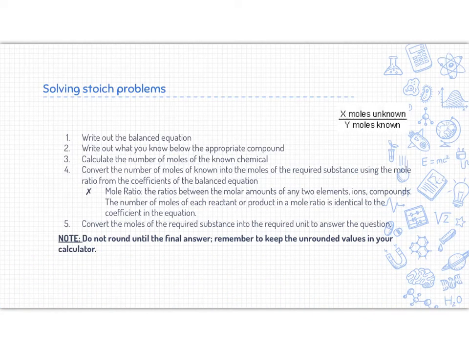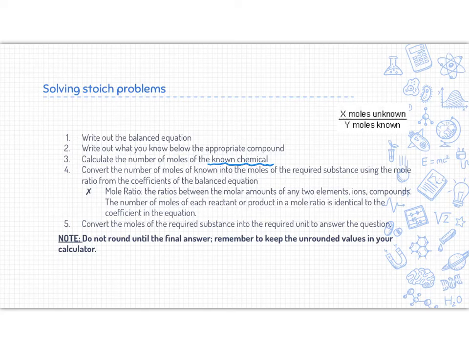To solve a stoichiometry problem, there's 5 steps that we're going to do over and over and over again. We need to write out a balanced equation, write out what we know from the question below each compound. We're going to calculate the number of moles of a known chemical. I'll define that in our first example. We're going to convert the number of moles of known into the moles of unknown, maybe. We could call that using our mole ratio. And last but not least, we're going to basically solve the question, convert the moles of that unknown into whatever we're looking for.